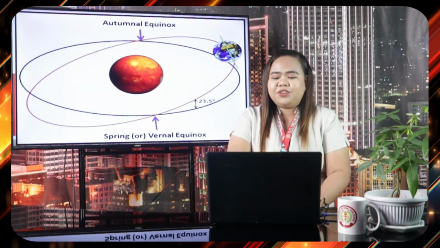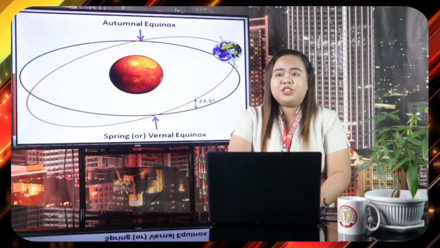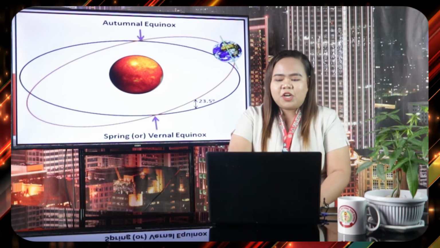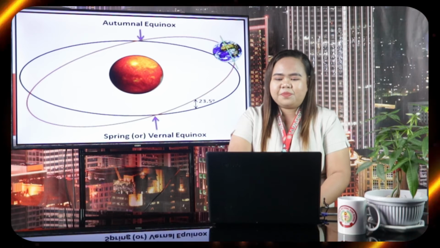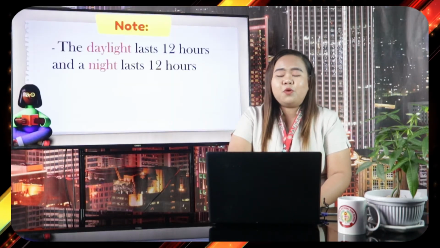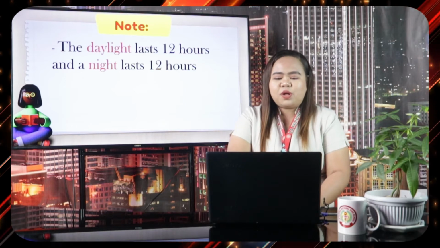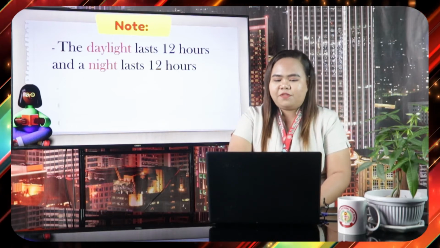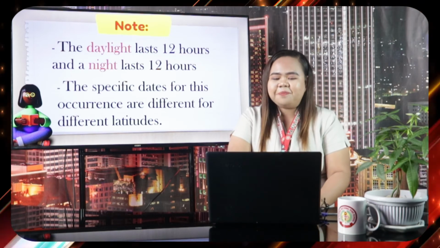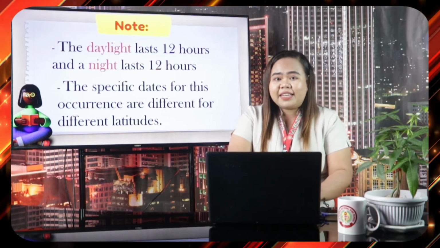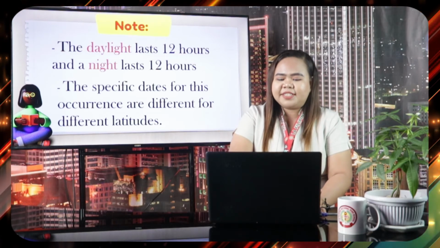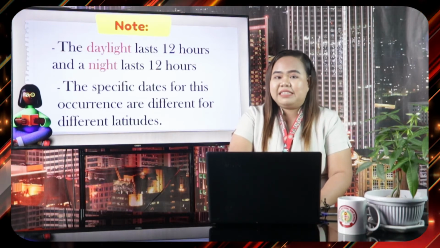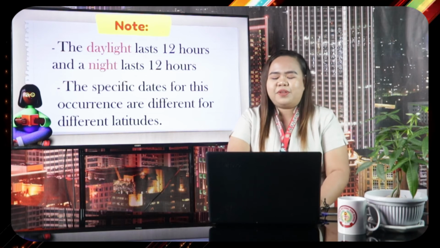Okay, we have here the vernal or spring equinox that occurs on March 21 and the autumnal or fall equinox that occurs on September 21. Okay, let's take note, students, of the following. Number 1, the daylight lasts 12 hours and night lasts 12 hours during the equinox. But then again, students, please remember that the specific dates for this occurrence are different for different latitudes. Okay?